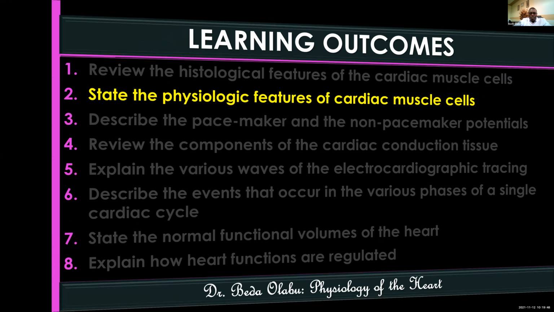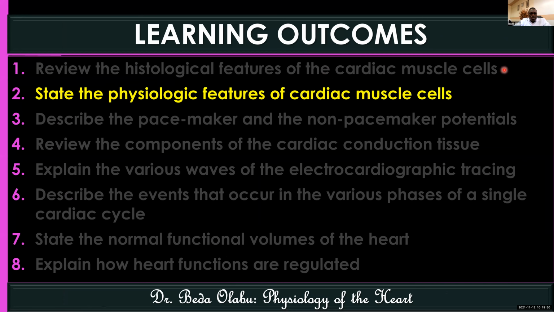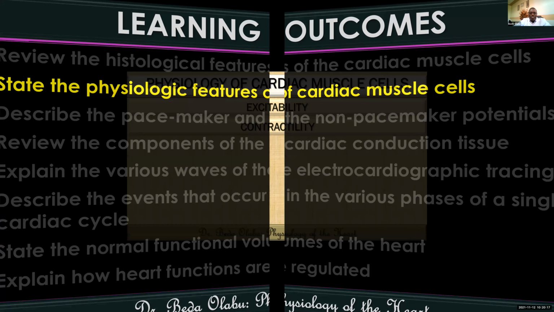As we agreed, we will not talk about the first one, so I've skipped histological features of cardiac muscle cells. But of course, you remember they are striated, mono or binucleated. They are short fibers. The nucleus is central, they are branched, and they have intercalated discs. Let's focus on the physiological features of cardiac muscle cells.